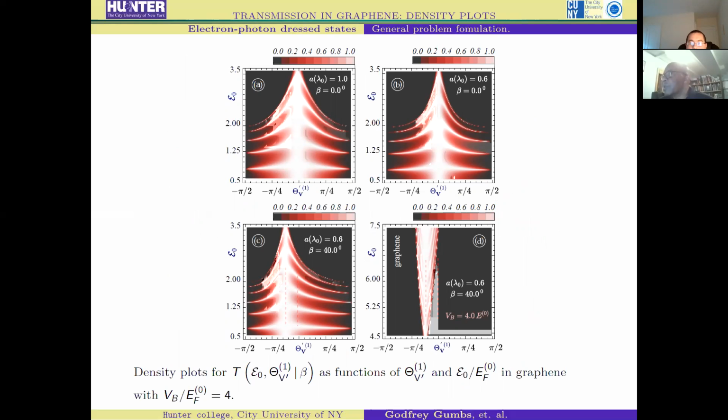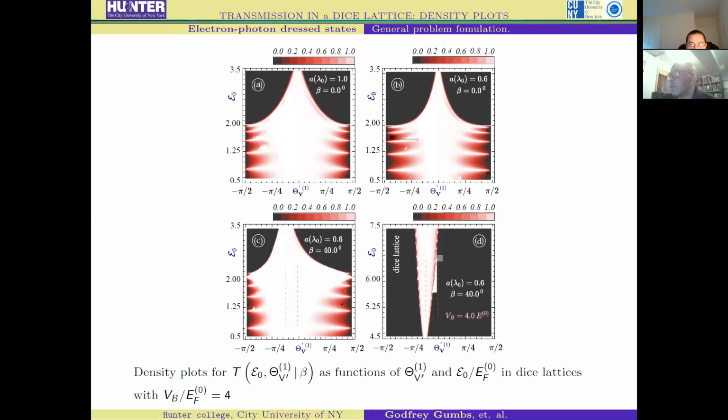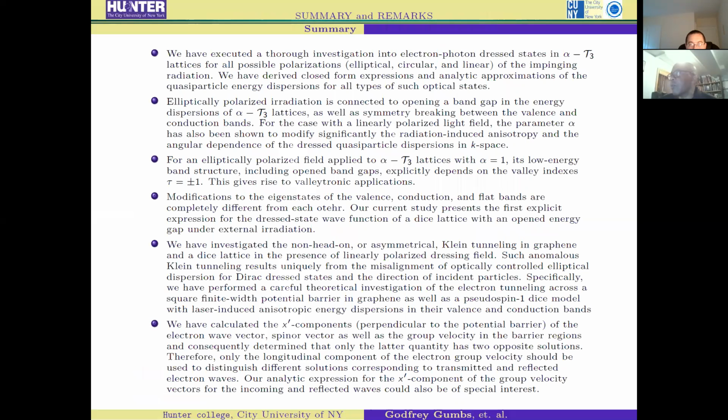And so here we have looked at some density plots of the transmission coefficient, where the lighter the curve, the higher the probability. So we can adjust the probability of perfect transmission for various combinations of the parameters which I mentioned in the talk. And here again, I've shown them. And so finally, here is a summary of what I just said.